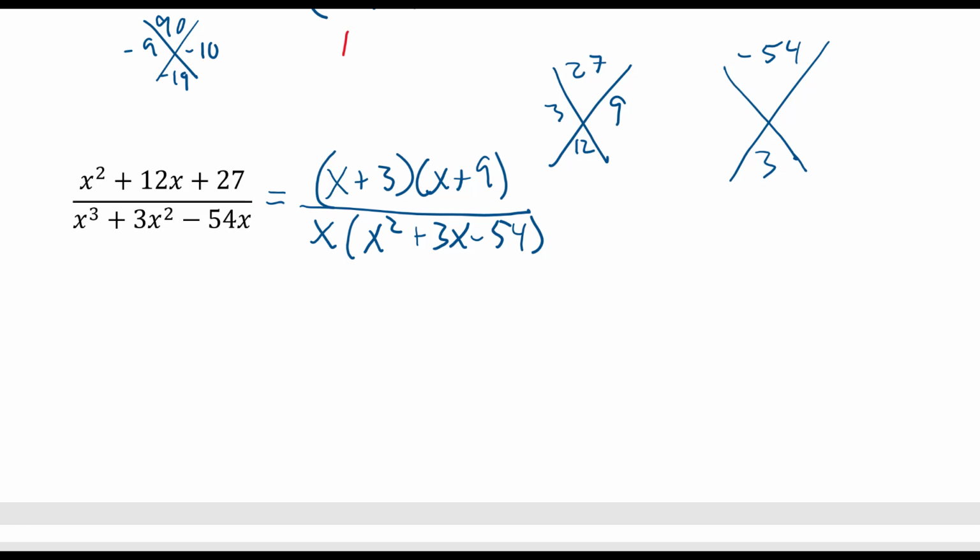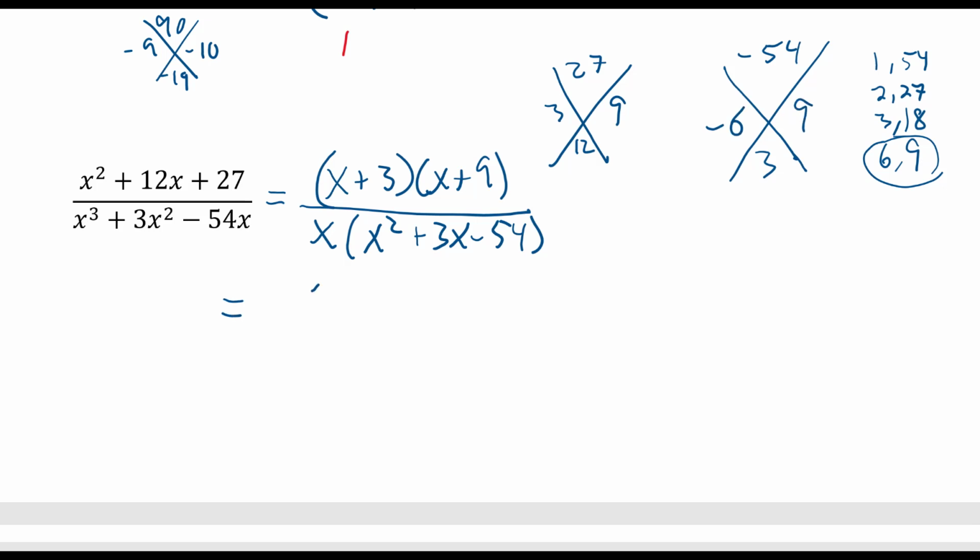We could do, obviously, 1 and 54. 2 and 27, we're not there. 3 and, what would that be? 3 into 54 goes 18, I believe it is. 4 is not going to work. 5 is not going to work. 6 would work. 6 and 9, and I think there's our pair. So I'll make the 9 the positive, the 6 the negative. So minus 6 and positive 9.